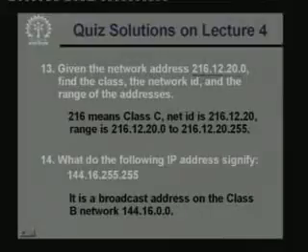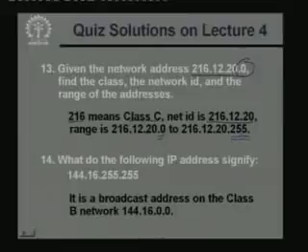Given the network address, find the class, network ID, range, same. Now, 216 means class C. Now, for class C the first 3 octets will be the network ID and for the range, the last octet can be starting from all 0s up to all 1s. This is the range.